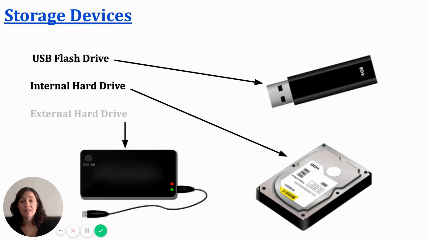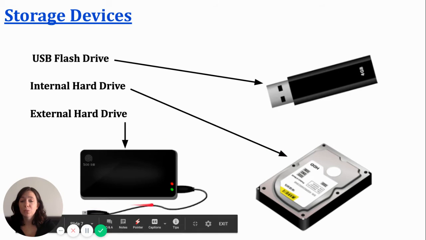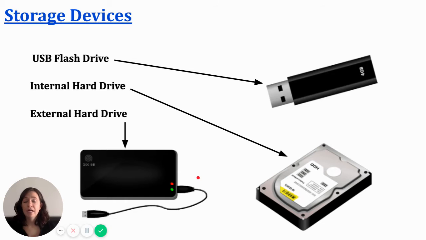So this last one is called an external hard drive, and that is really useful when your computer maybe runs out of space or you want to store a lot of items that you don't have space for on the computer. This is an additional hard drive that you can keep outside your computer, and you can store additional information on it.